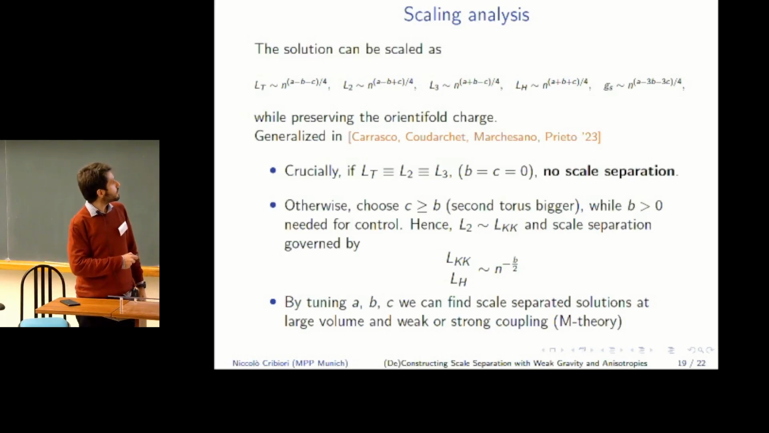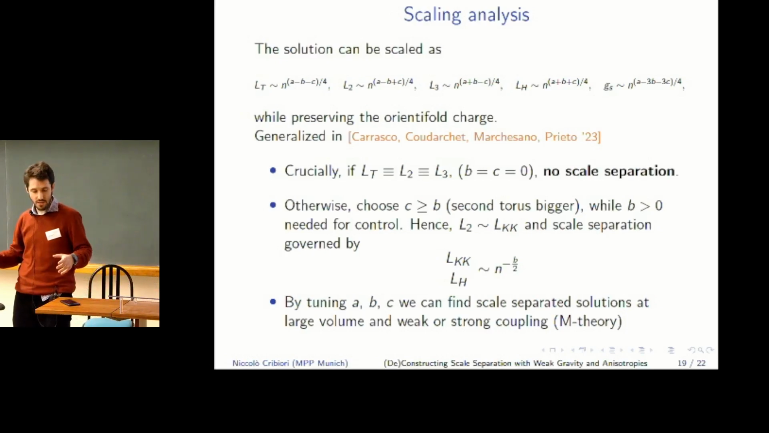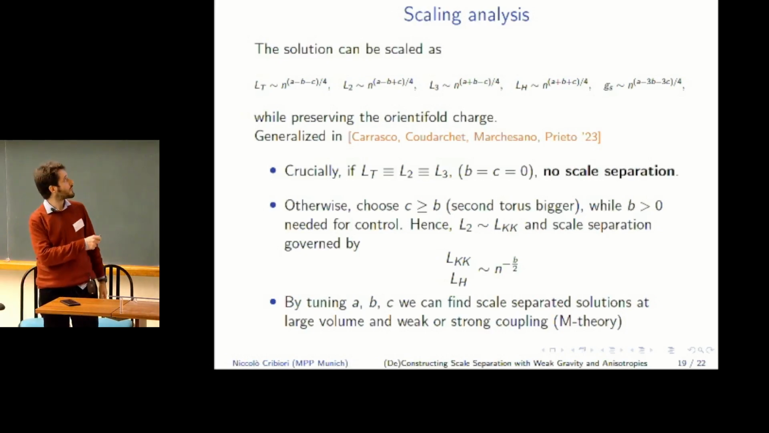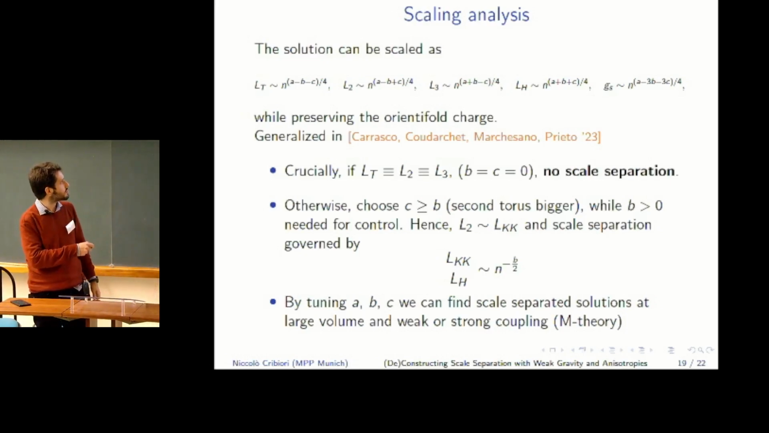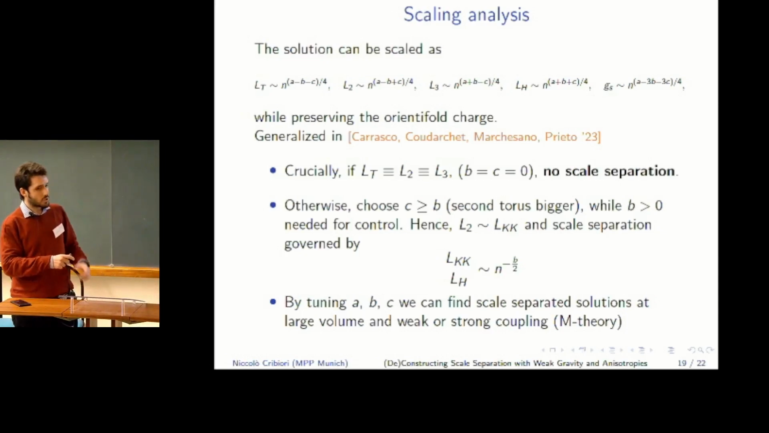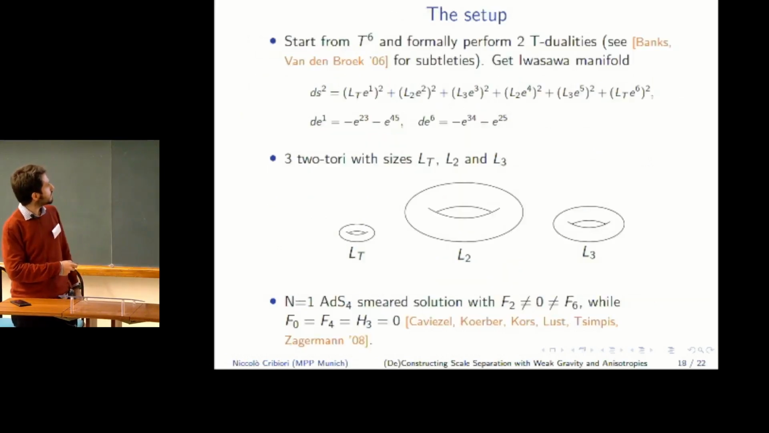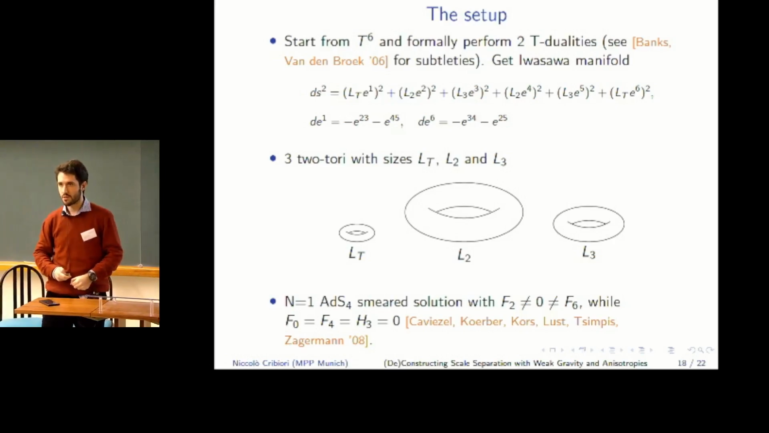And if you do it, you will see that if you insist on an isotropic manifold, so all radii to be equal, you don't find scale separation. So if you would have naively started from an isotropic case, without performing the scaling analysis, you would have concluded that this class of vacua has no scale separation. You would have missed this possibility. Instead, you can choose the 3 two-tori to be different. So what we choose is in fact this situation. The second torus is bigger, then the third one is intermediate, and then the first one is smaller. But they are all growing with n. Nothing is shrinking.